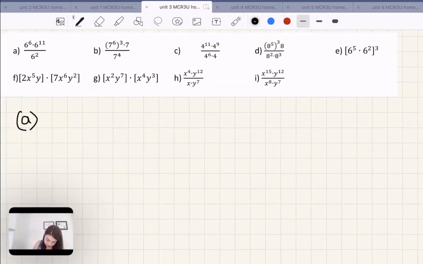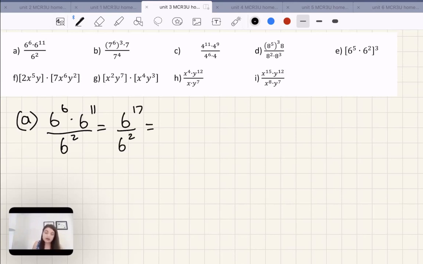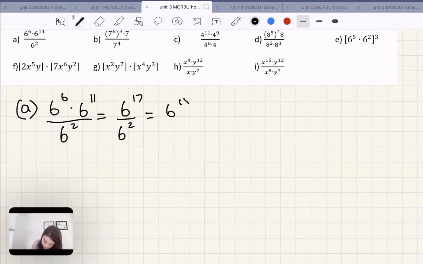All right, so for A, here we're going to have to use 2 different laws for A. So we have 6 to the power of 6 times 6 to the power of 11 over 6 to the power of 2. So first, I'm going to deal with the top, and then we'll deal with the bottom. So on the top, we have 6 to the 6 times 6 to the 11. And as we know, we can add up those exponents and get 17. So 6 to the power of 17 over 6 squared. And then now we have division. We can subtract the powers, right? So that's going to be 6 to the power of 15.